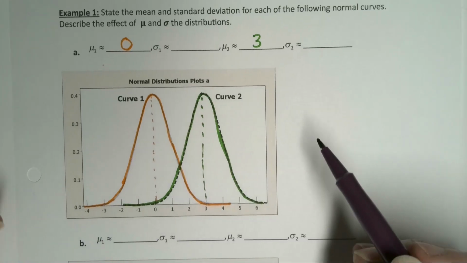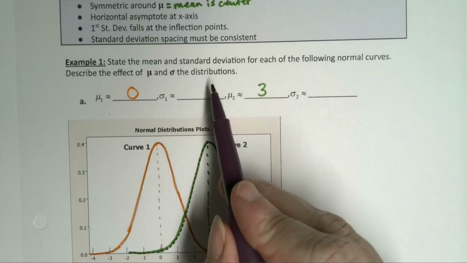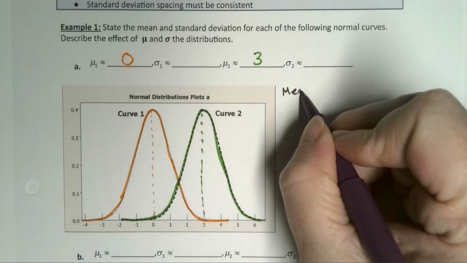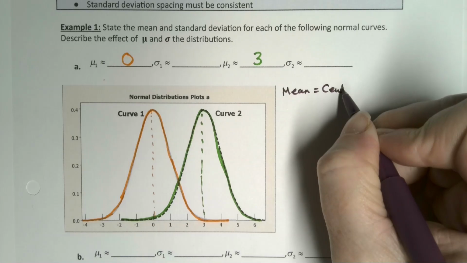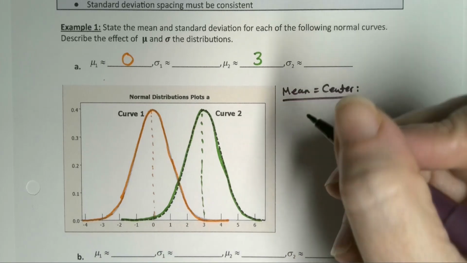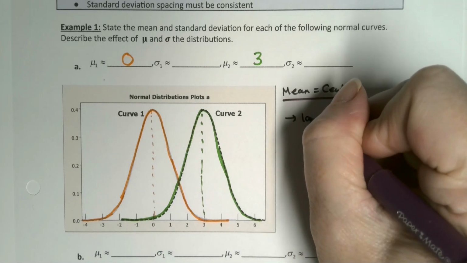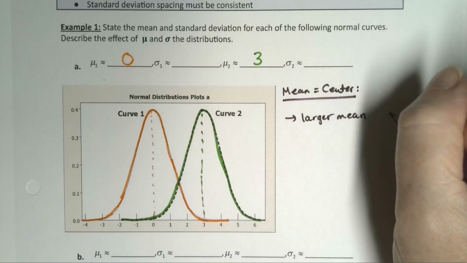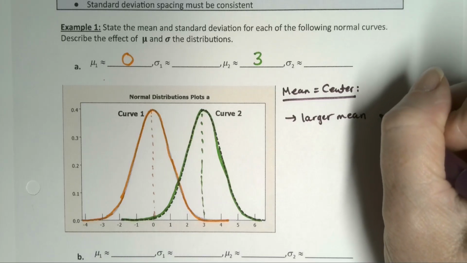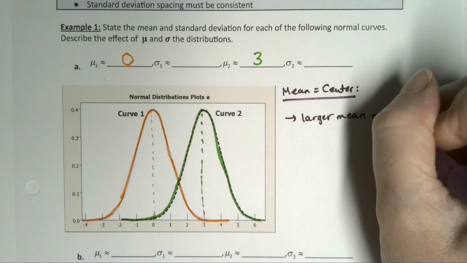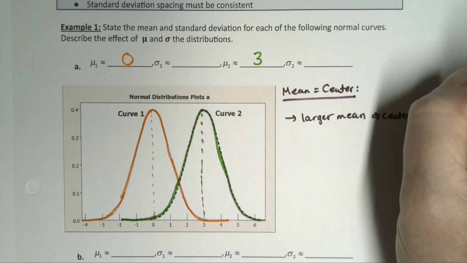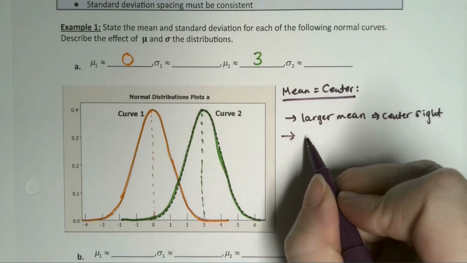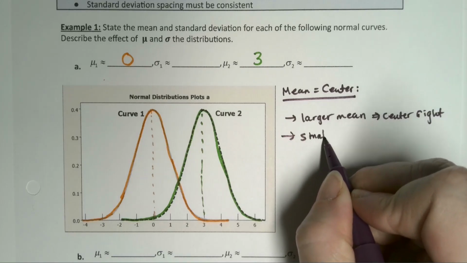Okay, so that's the first thing we want to note about the impact of the mean and standard deviation on a graph of a normal curve. So the mean is the center, and that implies that when you have a larger mean, the graph will have a center on the right. And a smaller mean will have a graph that has the center on the left.